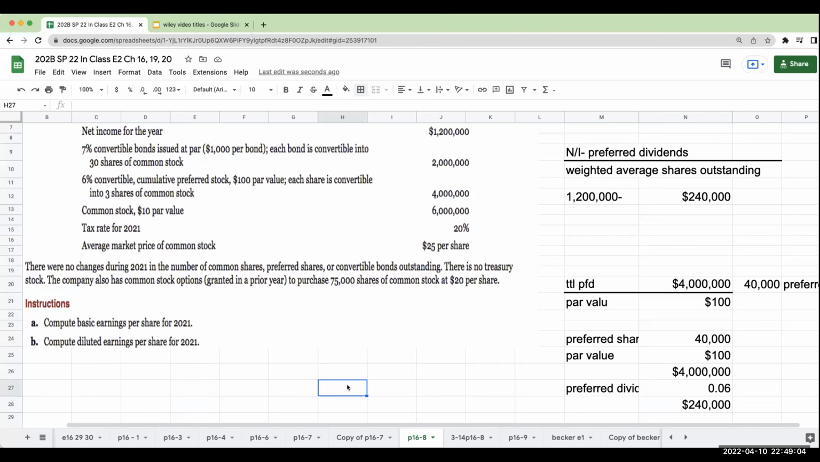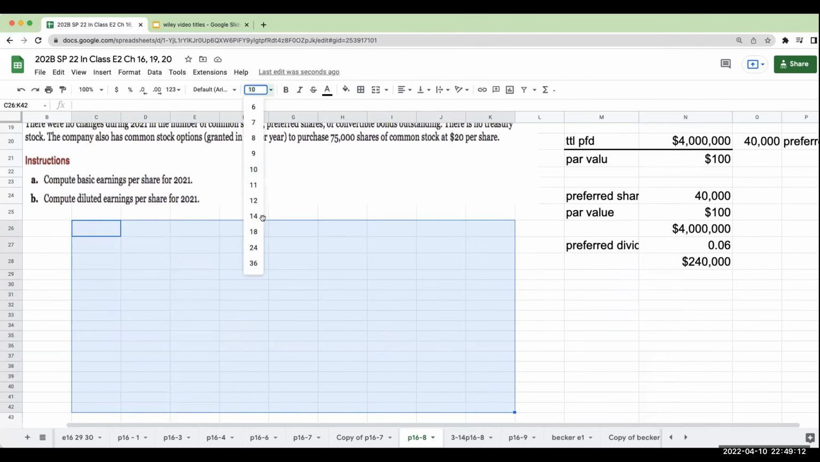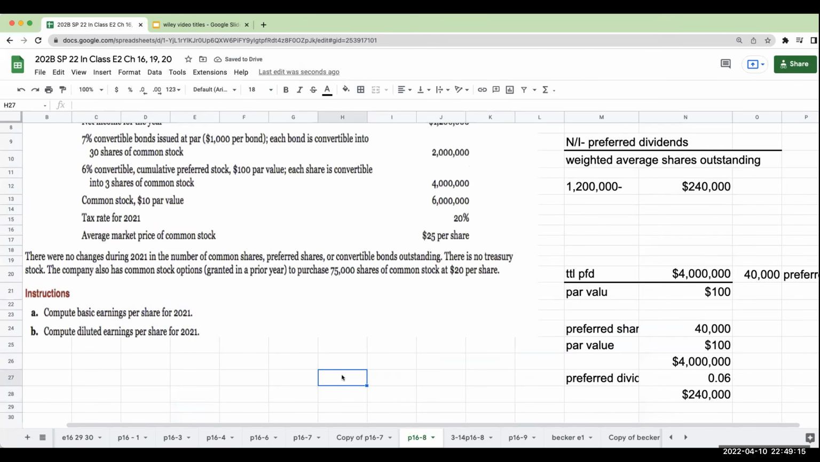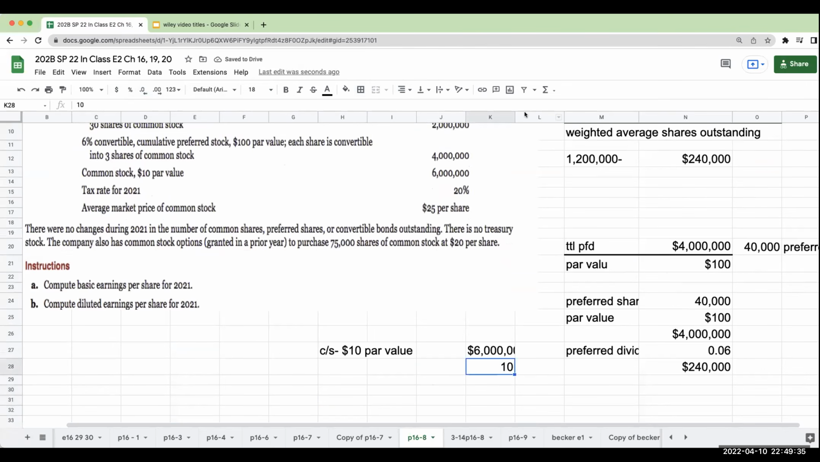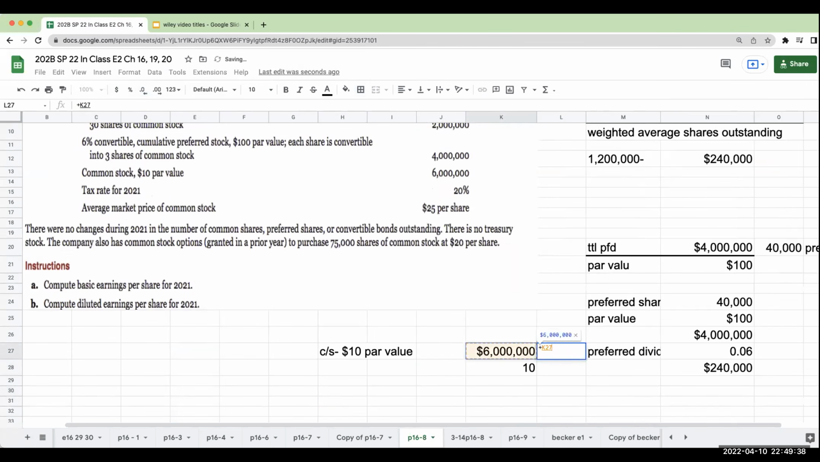So for my common shares outstanding, again, if you see a $10 par value common stock, you know how I feel about that. I do not like it one bit, but they told me they'd change it for the 19th edition. So hopefully it's coming soon. My common stock, $10 par value, I've got 6 million. I have to divide this number by 10. And so the actual amount of shares outstanding is going to be a total of 600,000 shares of common stock.